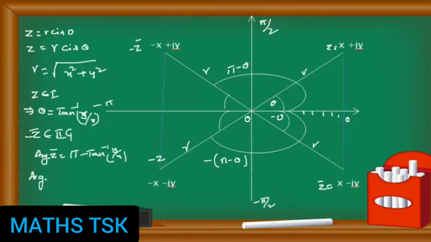What is arg z bar? Arg z bar is minus tan inverse of y by x. What is arg minus z? Arg minus z is minus of pi minus tan inverse of y by x. So these are the things you have to learn.